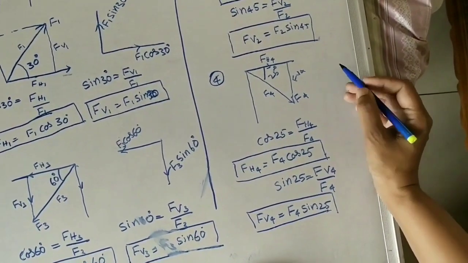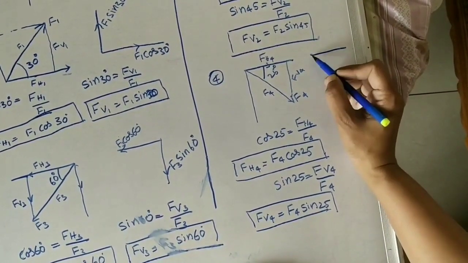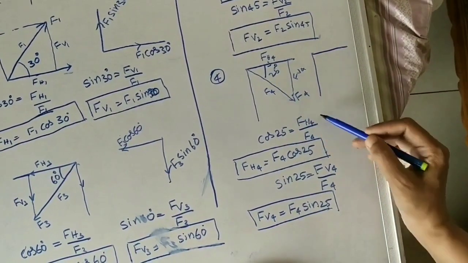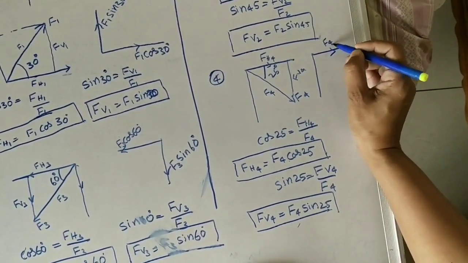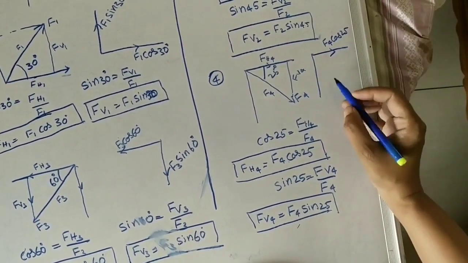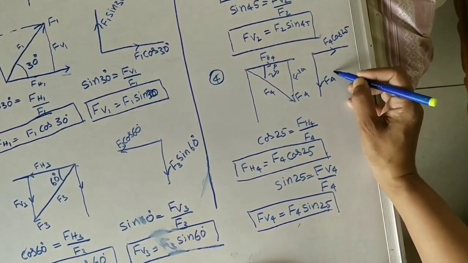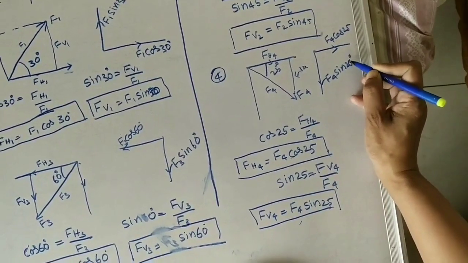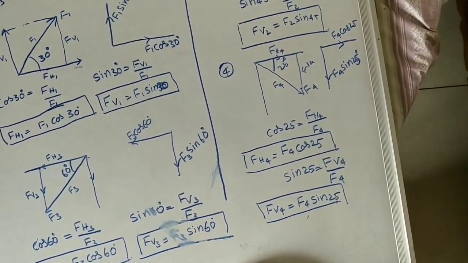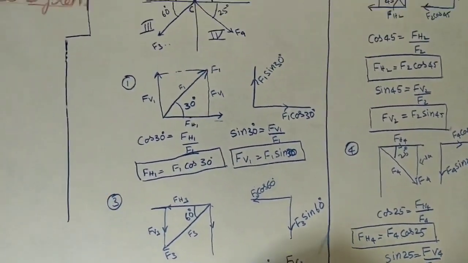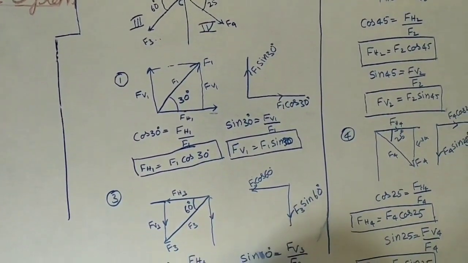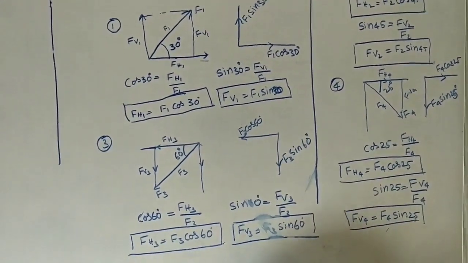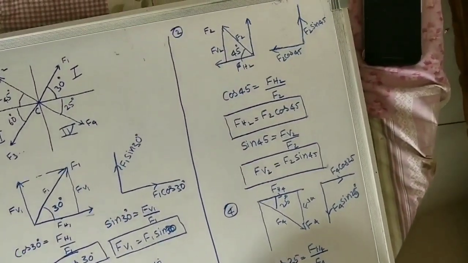Now I am taking the resultant resolution of forces. Instead of this force, we took horizontal and vertical components. Horizontal is F4 cos 25, and vertical is F4 sin 25. So in all these cases, instead of inclined forces, I am taking two components for each inclined force. Like this.